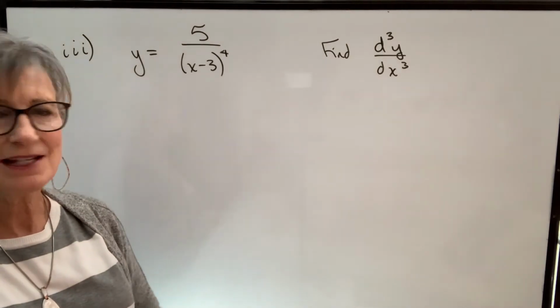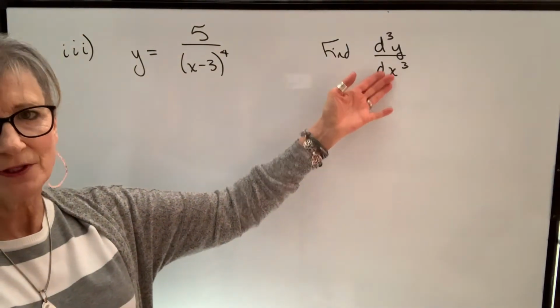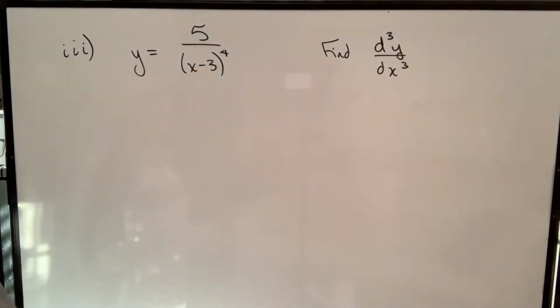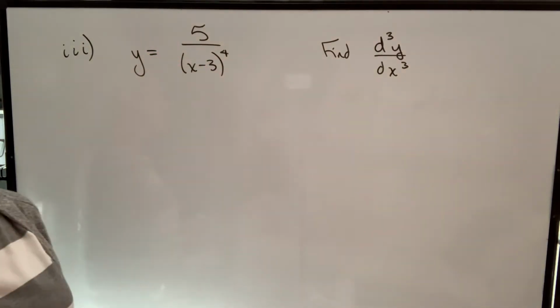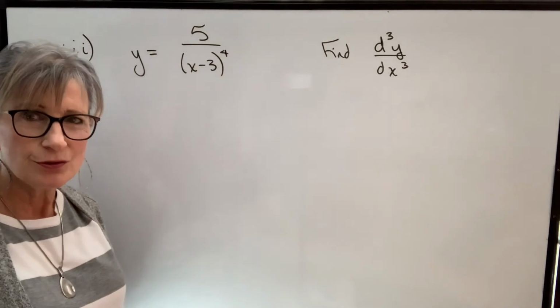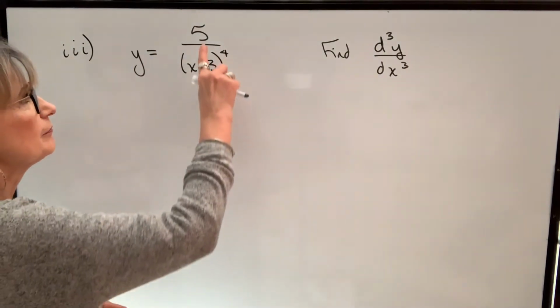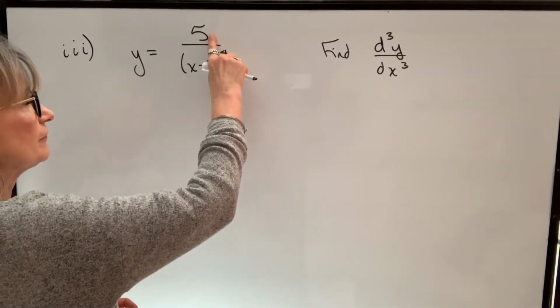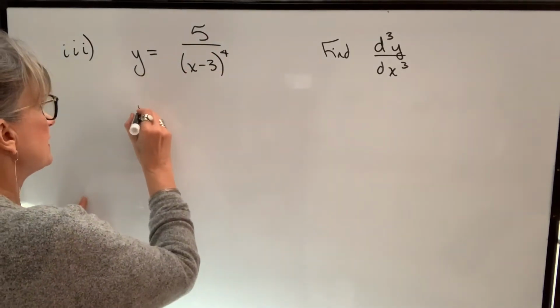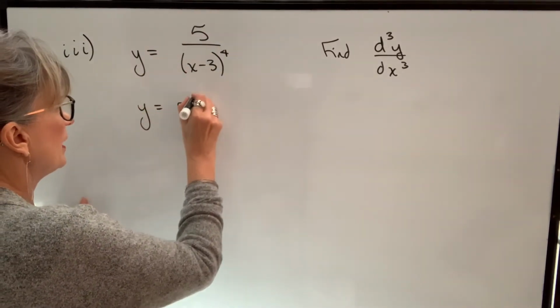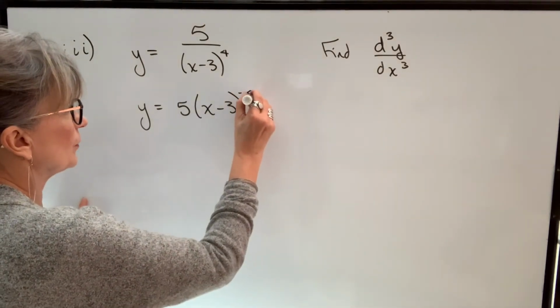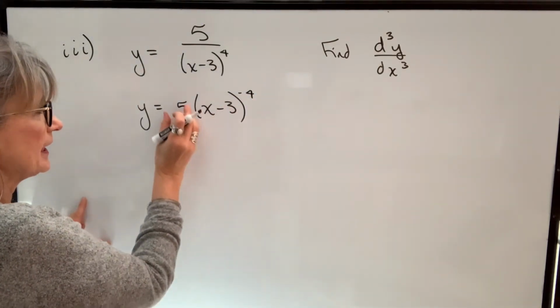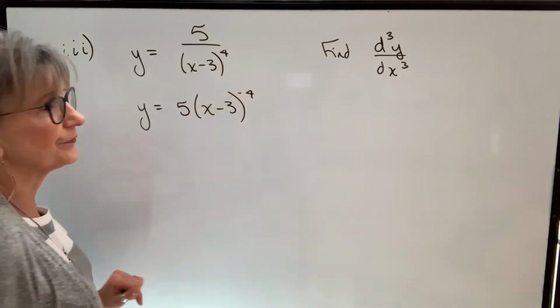Okay, in my next example, I'm asked to find the third derivative. That's what this notation means. So I take a look at my function. I have 5 over x minus 3 to the 4th power. I could do the quotient rule, however, because my numerator is not a function, it's a constant, I am instead going to write this as a constant times x minus 3 to the negative 4. So I'll bring it out of the denominator, and now it's a constant times a function.